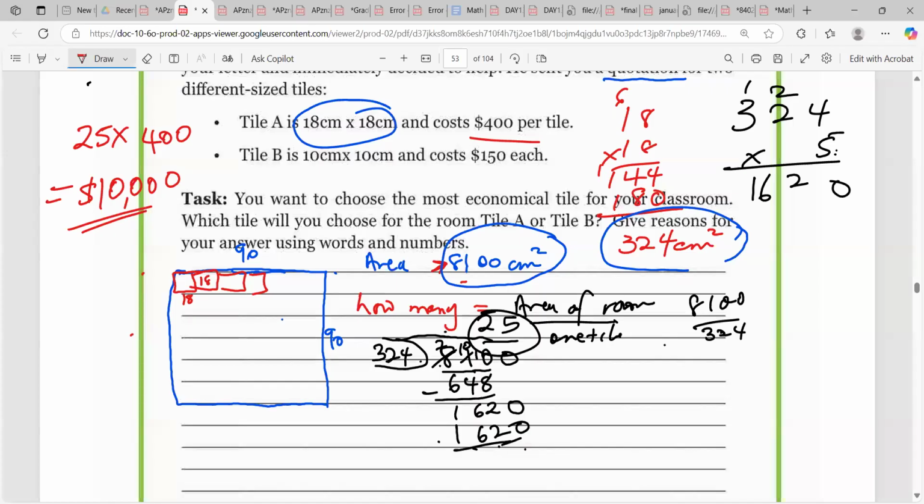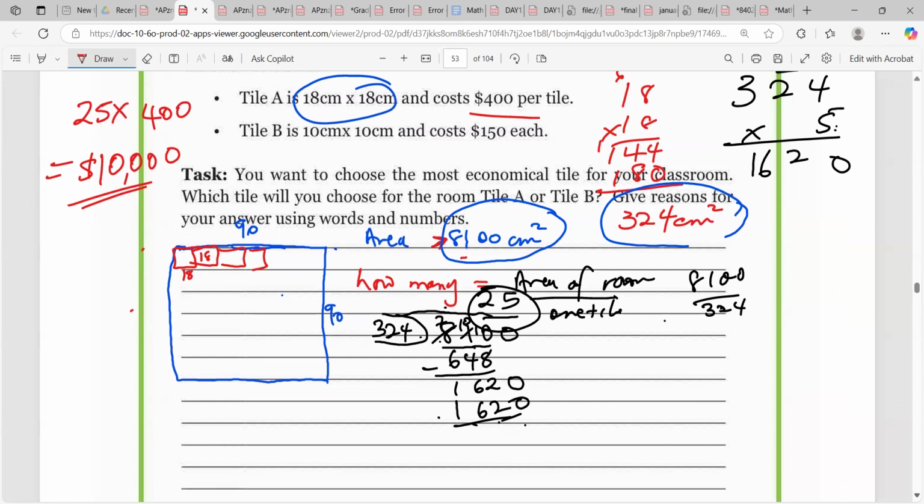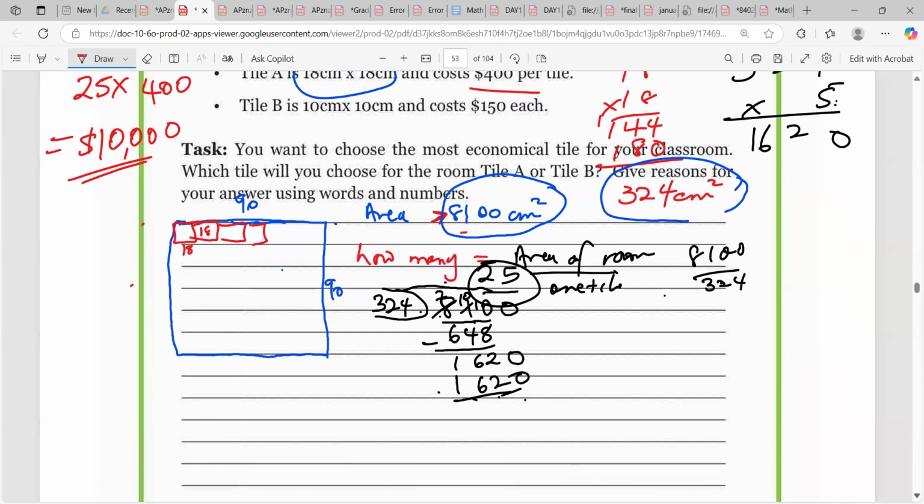Let us figure out the cost for the smaller tile. And I'm sure you guys can do that by yourself. Somebody volunteer and just walk me through the process. How many tiles do we need? And what's the total cost of the tiles? All right, Xavier, you have your hand up. Go ahead, Xavier.